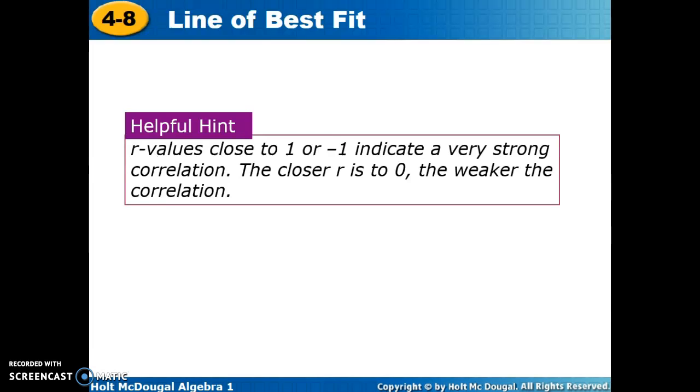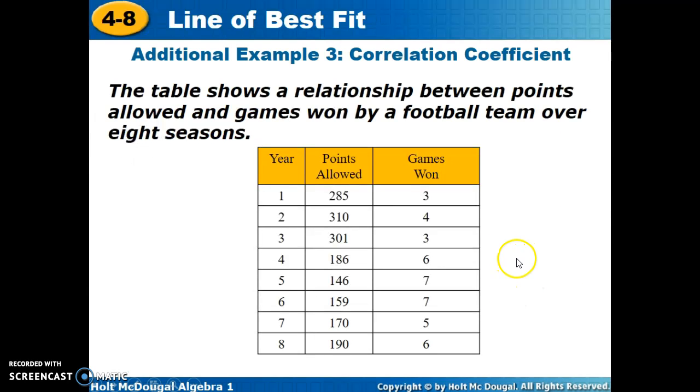Now the R values, this is where I told you to hit the mode button on your calculator, go down to stats diagnostic and turn that on. The R value closest to 1 or negative 1 indicates a very strong correlation. The closer R is to 0, the weaker the correlation.